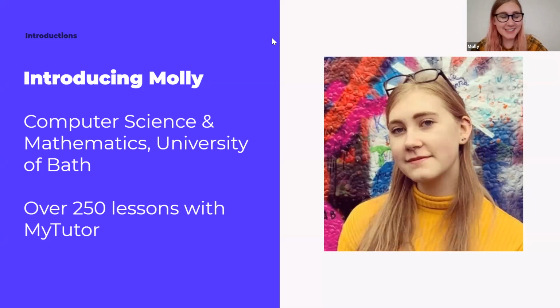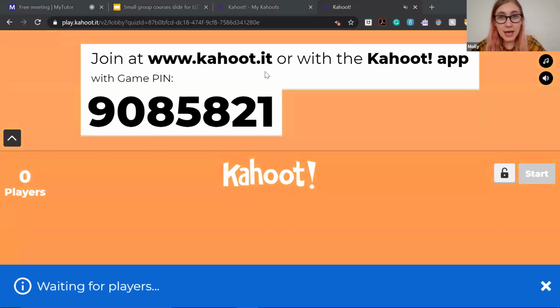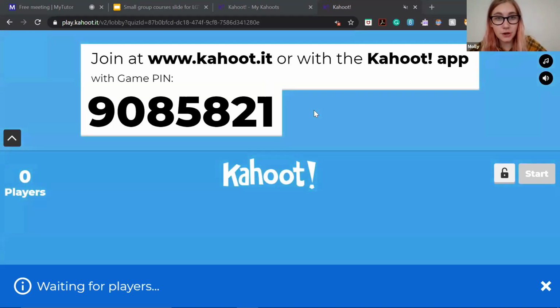So a couple of things. First of all, we always do a Kahoot at the beginning of the session and a different one at the end that's of a similar standard, just so that we have a gauge. It helps me to know where to pitch it and what to work more on. So I'll explain more about what we're doing today whilst you're joining the Kahoot. Just go to kahoot.it, or there's an app as well that you can use.